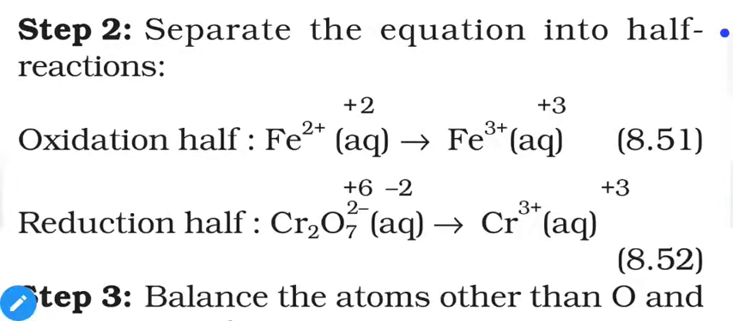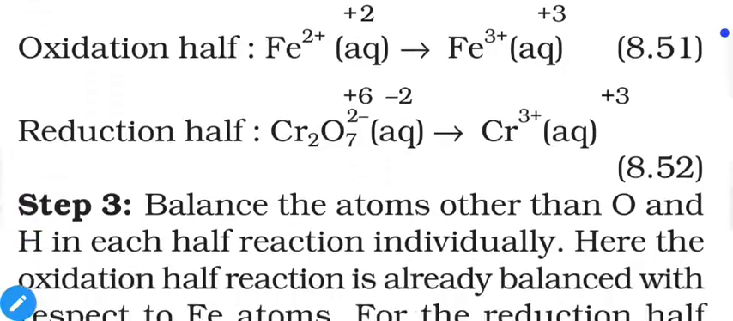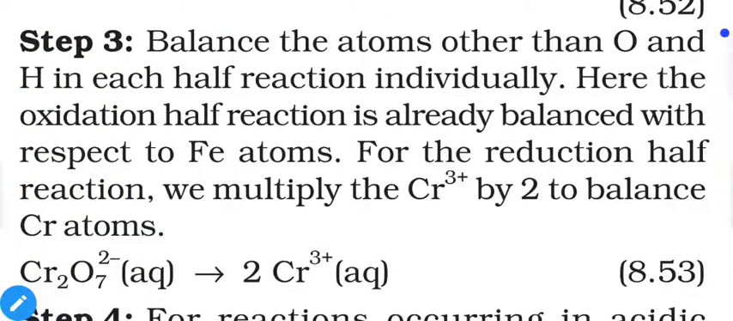Then in the second step we have to split the reaction into the reduction half reaction and the oxidation half reaction. The oxidation half reaction will be Fe2+ to Fe3+, and the reduction half reaction will be Cr2O7 2- into Cr3+. Next, we have to balance the atoms other than oxygen and hydrogen, that means atoms or elements which change oxidation state. We have to balance them first, and later we will balance oxygen and hydrogen as well.